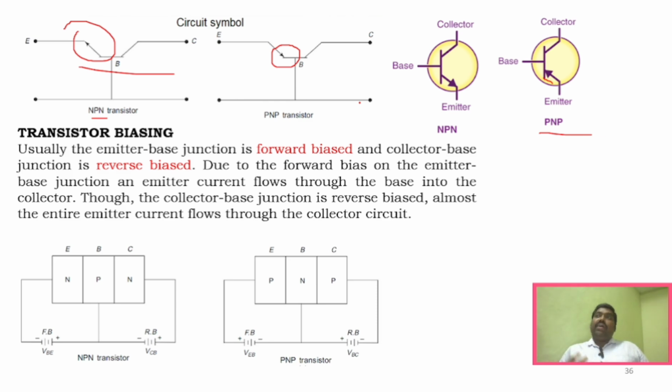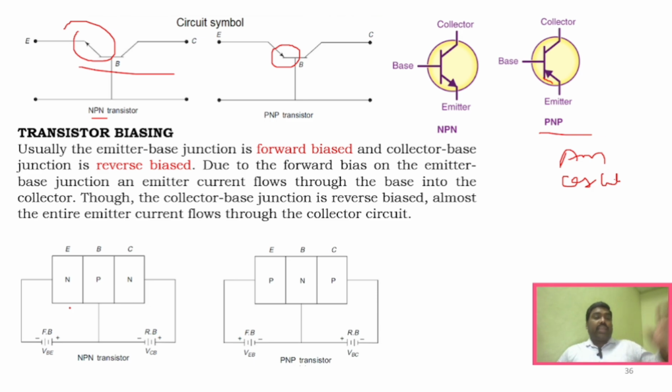And whenever we want the transistor to work properly, that is, we can use the transistor as an amplifier, oscillator, or switch. In order to make the transistor work as an amplifier or an oscillator, biasing is very, very important, right? That is, the normal biasing condition is whenever we want to make the transistor work as an amplifier, right?